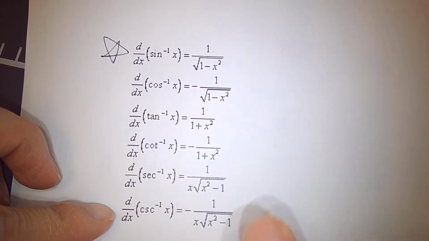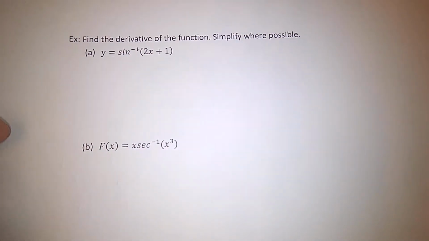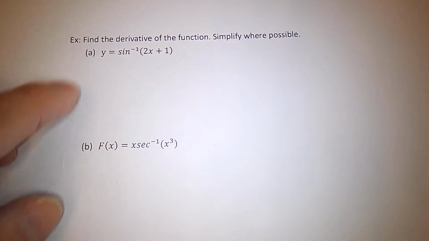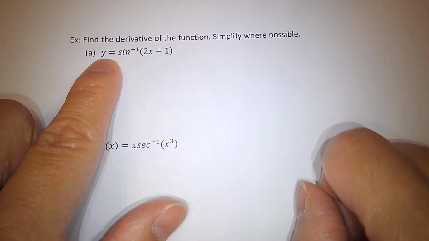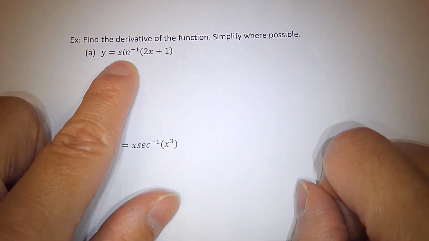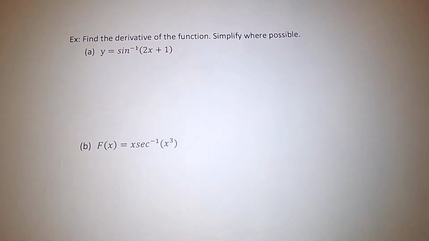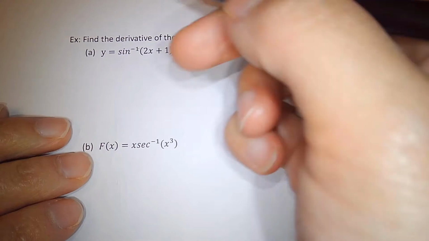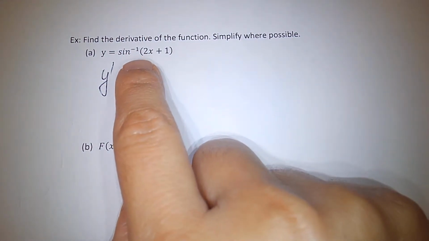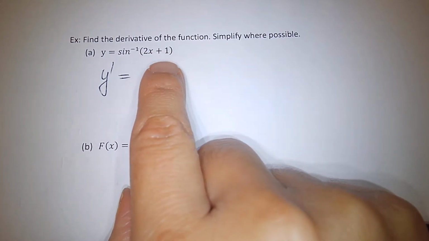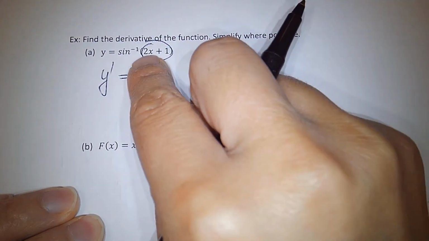All right, let's look at our practice questions. Find the derivatives of these two functions and simplify where possible. The first question: y is defined by inverse sine of what? 2x plus 1. Find the derivative of this inverse sine function. How? Are we going to use the chain rule or not? Inverse sine of 2x plus 1, right?